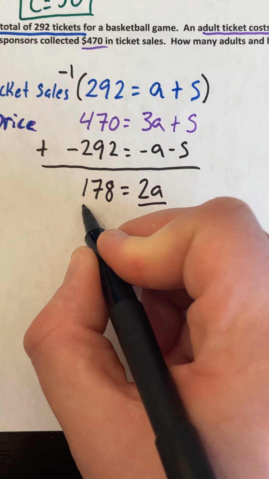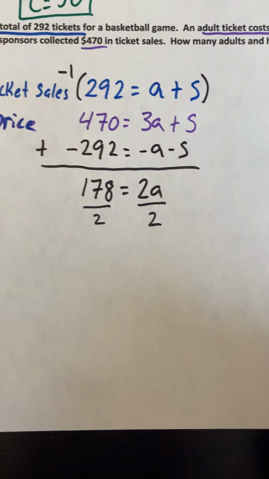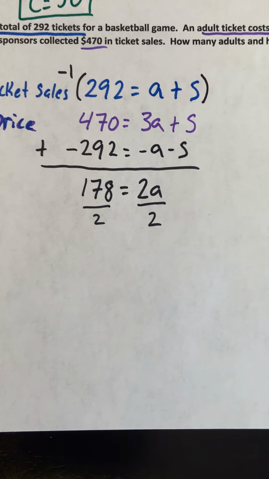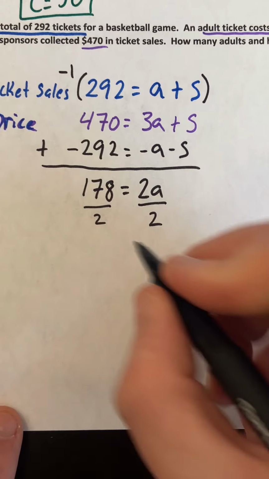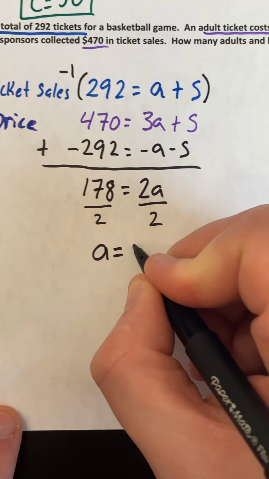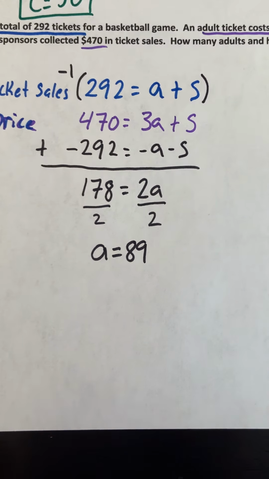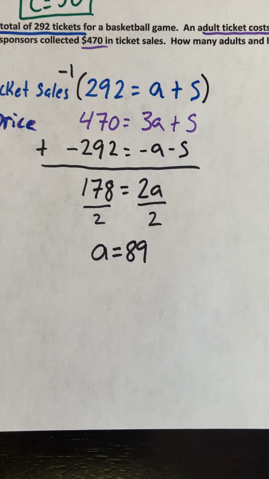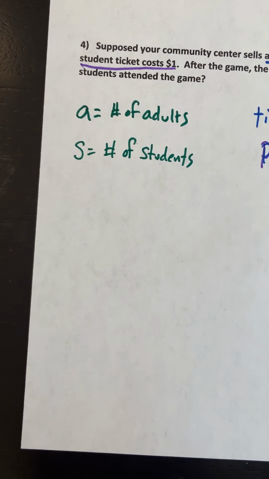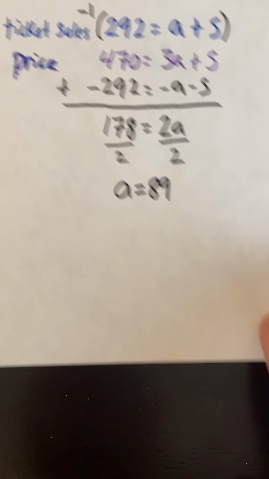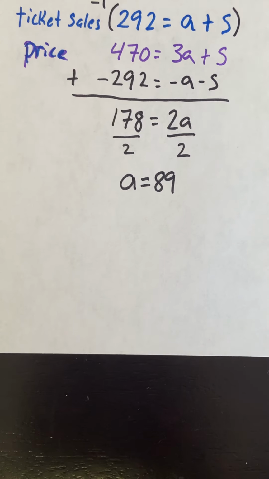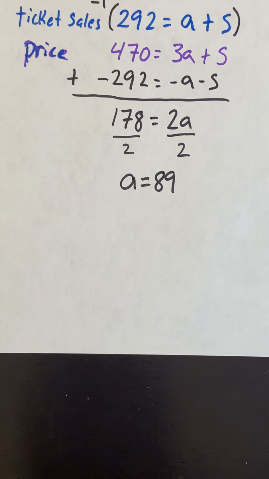Okay, so now I've got to get a by itself. Remember, that's multiplication, so we're going to divide. The 178 divided by 2 is 89. a equals 89. Again, these are not just variables, there's a meaning to this. Remember, we let a be the number of adults. So when a equals 89, we just figured out that 89 adults attended this community basketball game.